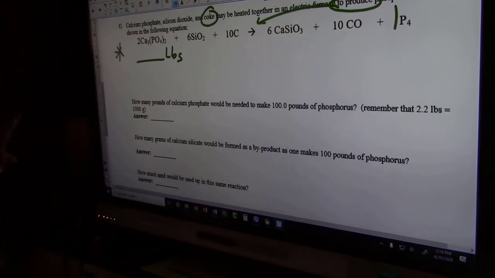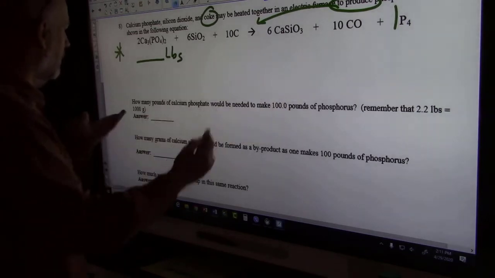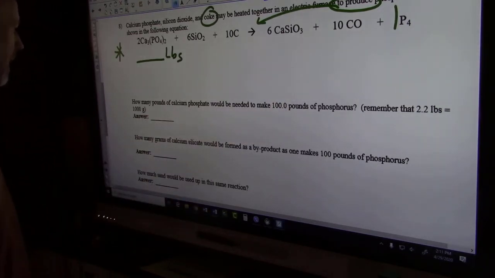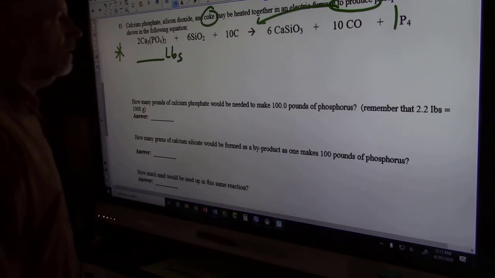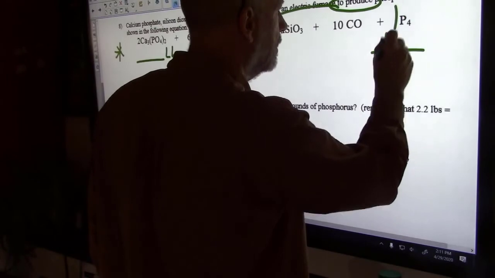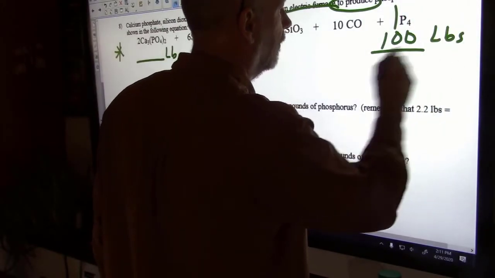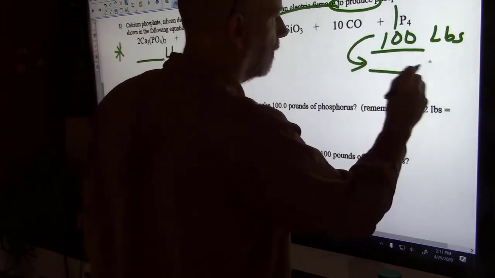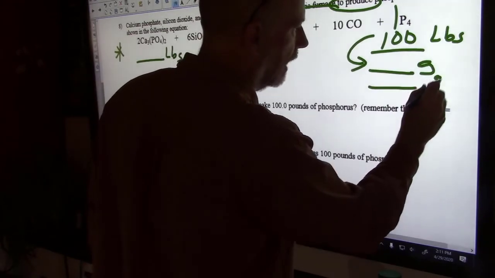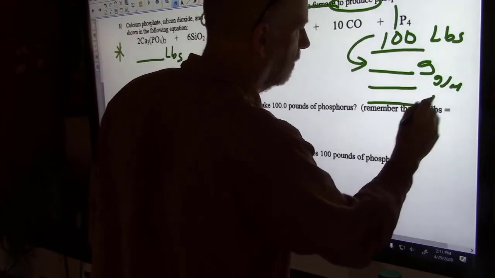I need to do it in the metric system and then switch it to pounds at the end. 454 grams in a pound. 2.2 pounds is the same as 1,000 grams. You can use that. How many pounds of calcium phosphate would be needed to make 100 pounds of phosphorus? All right, so I want to make 100 lbs. Switch it to grams. Use your molar mass, grams per mole. Calculate the moles.